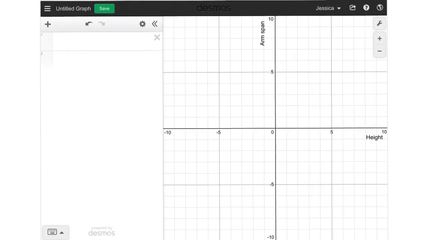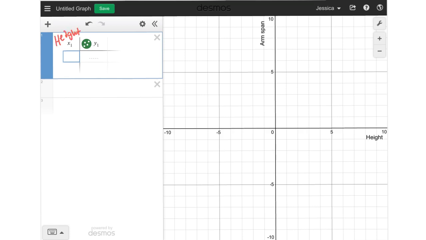Then we're going to use the plus button in the upper left to create a table. And here's where you're going to enter your data. Now remember that the x is going to be your height, and the y is going to be your arm span. So get that data entered and then come back and watch the video for more instructions.